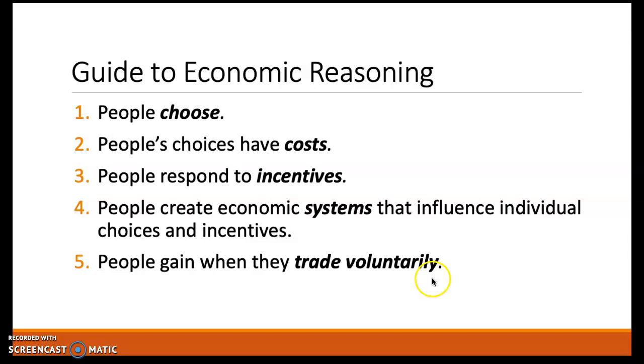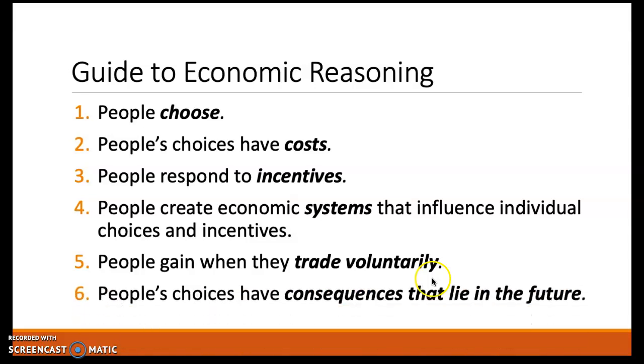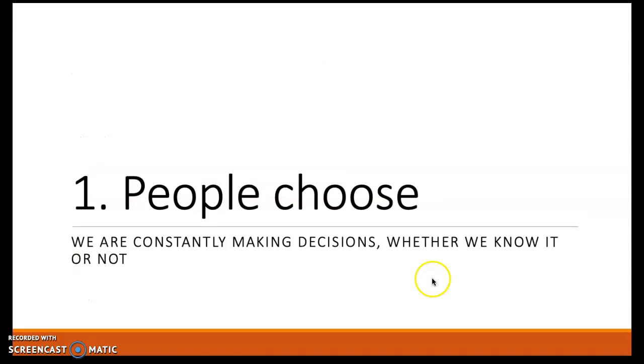So when you are willingly trading with someone, you're doing it because you are getting something out of it. And then step 6 is that people's choices have consequences that lie in the future. So the choice that you are making today, there will be consequences of that choice in the future, good or bad. So just giving you a couple of examples of each of these steps.